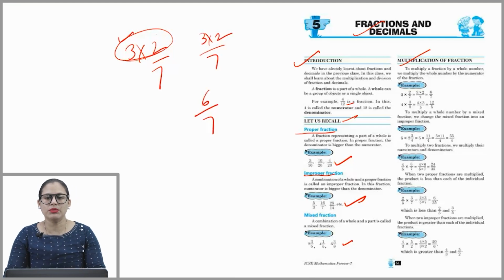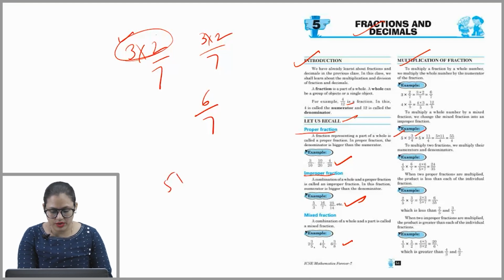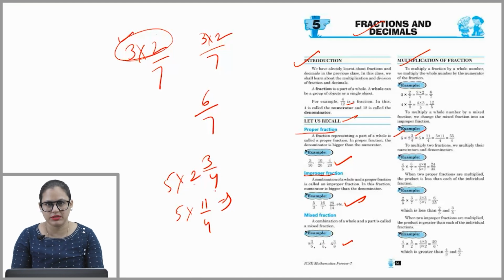To multiply a whole number by a mixed fraction, we change the mixed fraction into an improper fraction, okay? For example, here is a whole number and a mixed fraction. So, 5 into 2 whole 3 by 4 is what? 5 into 2 4s are 8 plus 3, 11 by 4. Now, we will multiply as we multiply the fractions, like we will multiply numerators and then denominators, right?